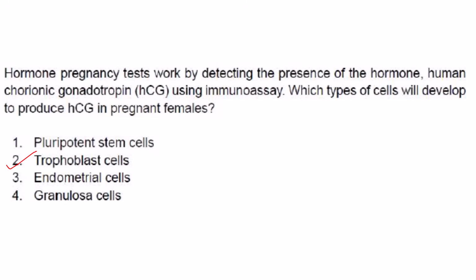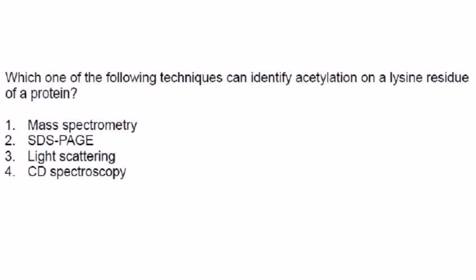That is option 2. Then which one of the following techniques can identify acetylation on a lysine residue of a protein? So it is mass spectrometry, because mass spectrometry can identify an acetylated protein, and the acetylation site can also be identified by mass spectrometry.